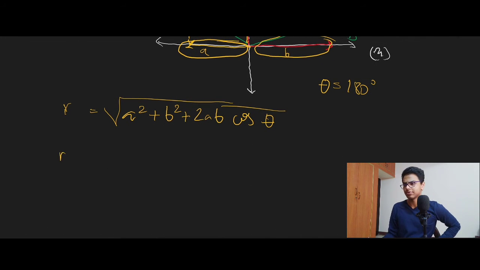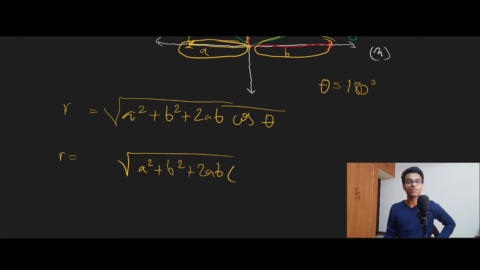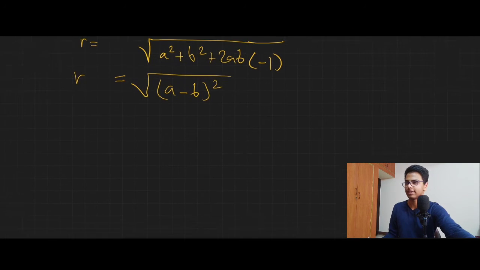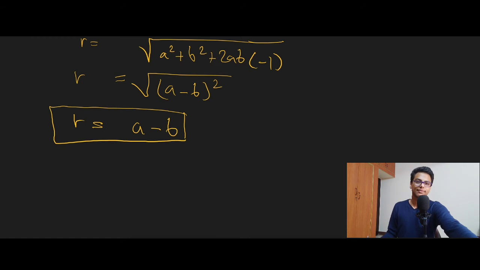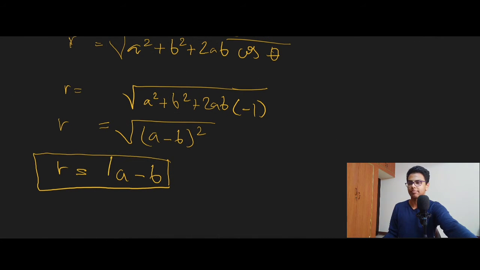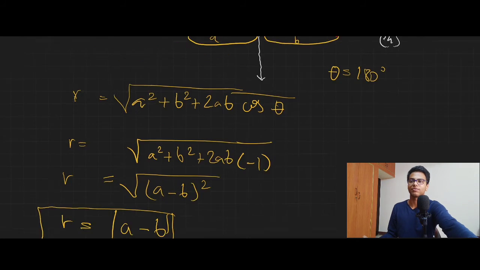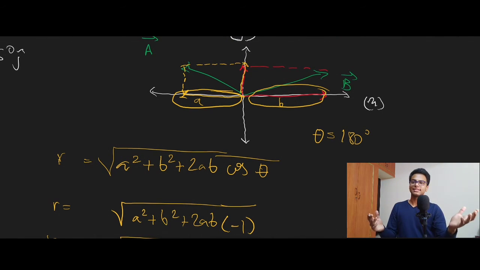So we will just go ahead and substitute in the value. We get R is equal to the square root of a square plus b square plus 2ab into cos of 180 degrees, which is minus 1. So that gives you a minus b, the whole square, under root, is equal to R. So the magnitude of the resultant vector is basically a minus b. And of course over here it's going to be mod, because we're taking it out of the root, right?